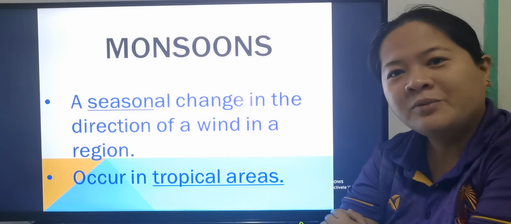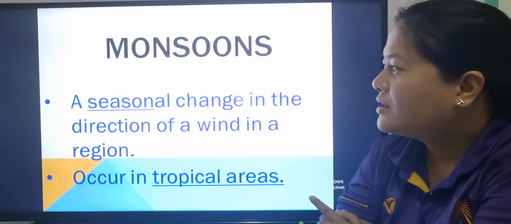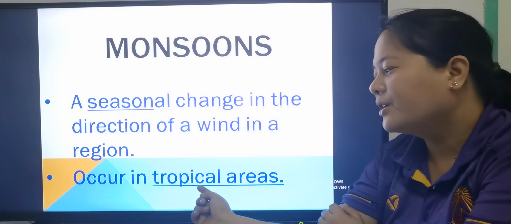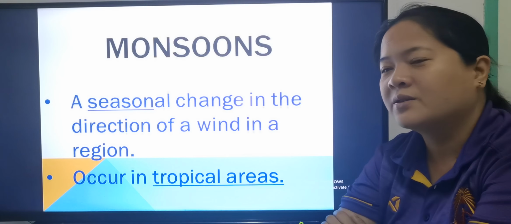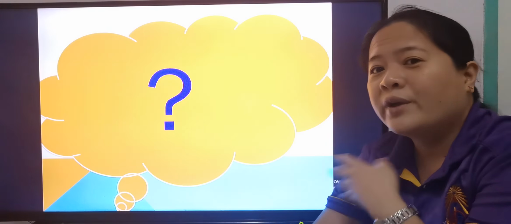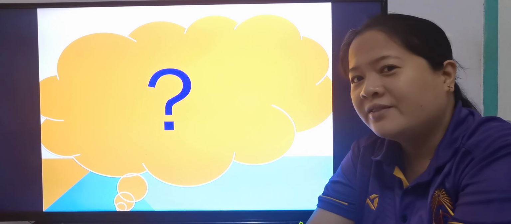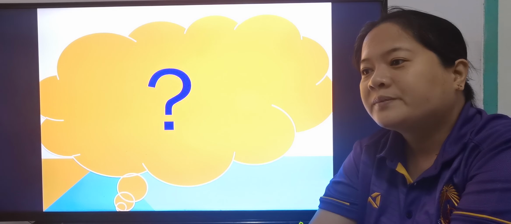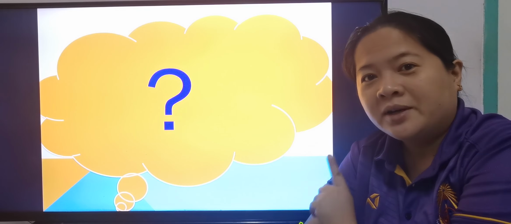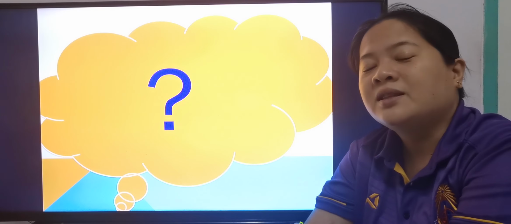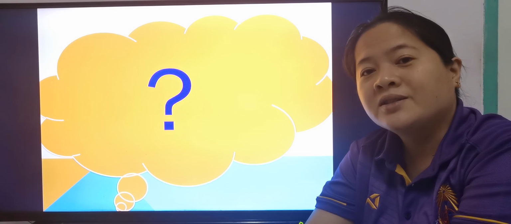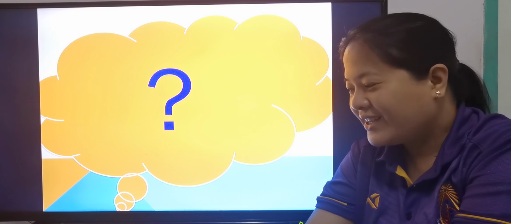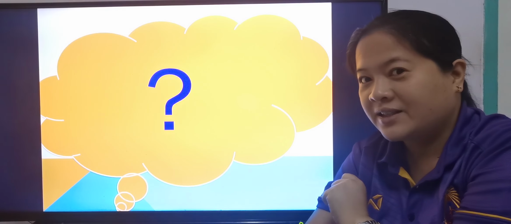Let's review one more time. We said that a monsoon is a seasonal change in the direction of the wind in a region, and it occurs in tropical areas. I hope you understand everything. If you have any questions, you can send a message to me. We're going to study the northeast monsoon, and the next meeting we're going to study the southwest monsoon and summer in Thailand. So we're going to study the 3 seasons in Thailand.